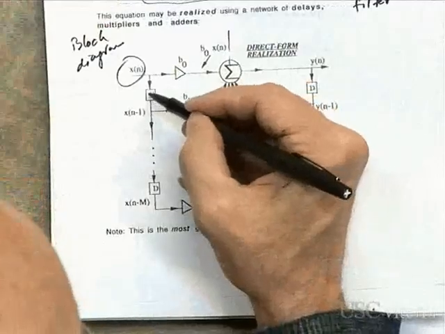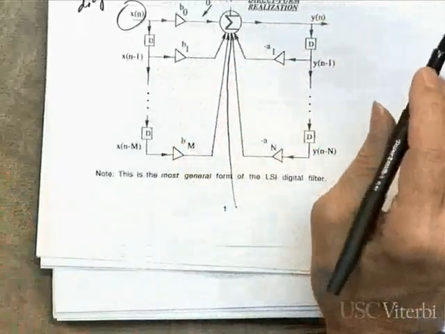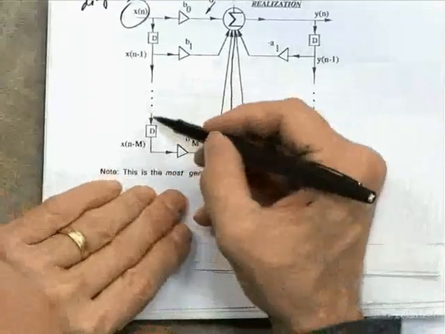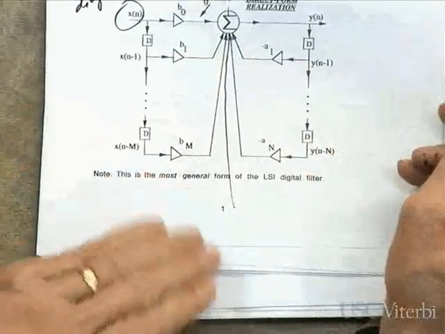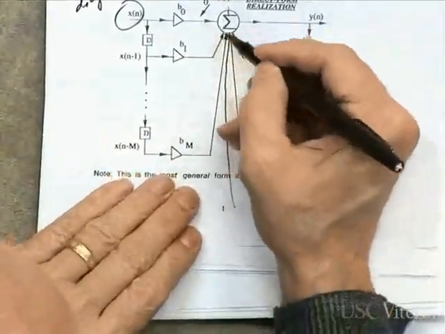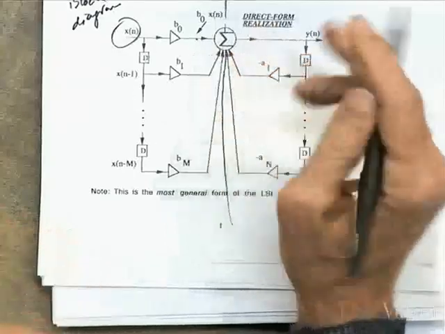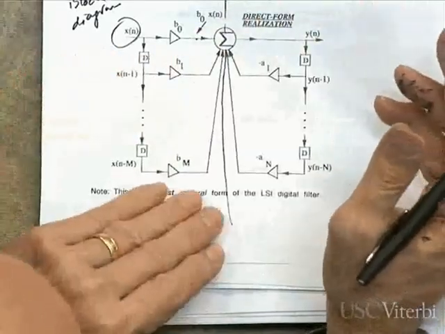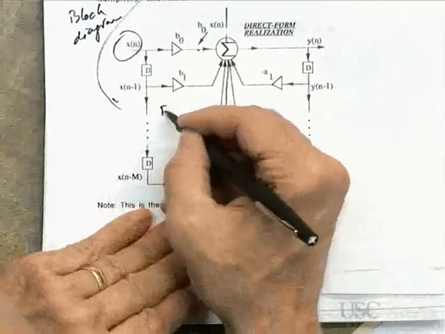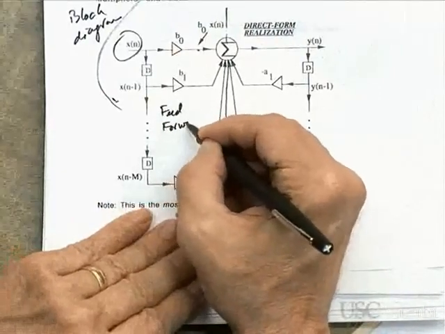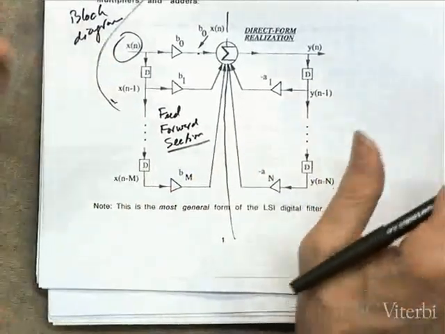Then I delay, there's that unit delay. I delay x by one sample and multiply that by b1, all the way down. Down here you've delayed it m times, so you get x of n minus m times b sub m. Those are all added together, and that's what the capital sigma means: I take all of these and add them together. That corresponds to this part, which we sometimes call the feed forward section.